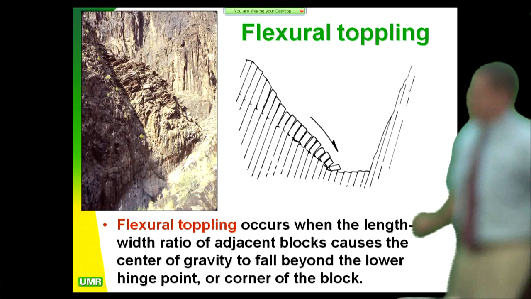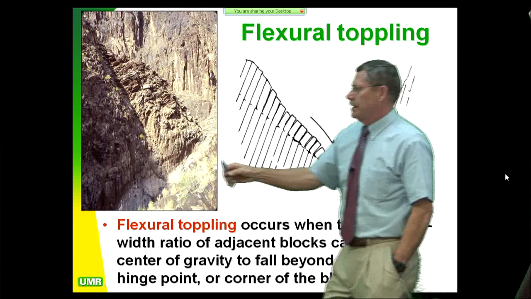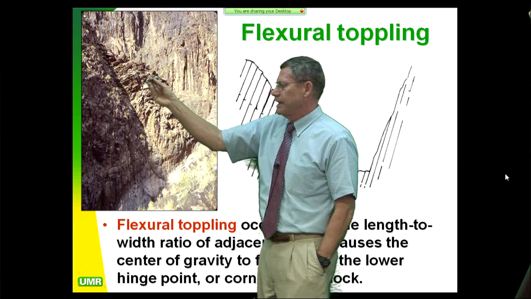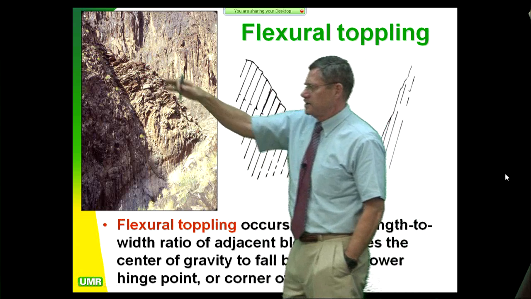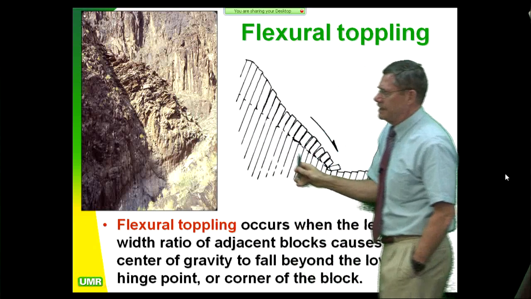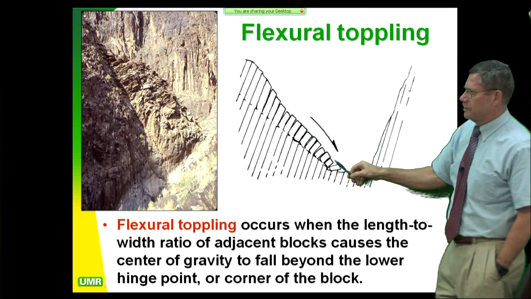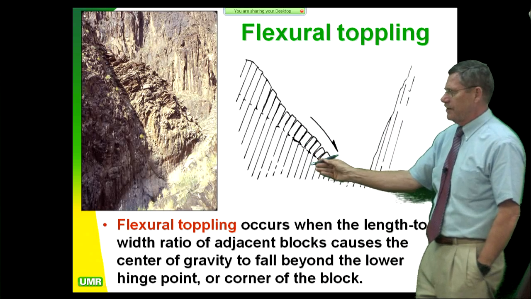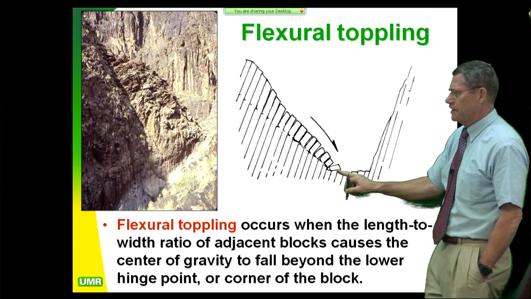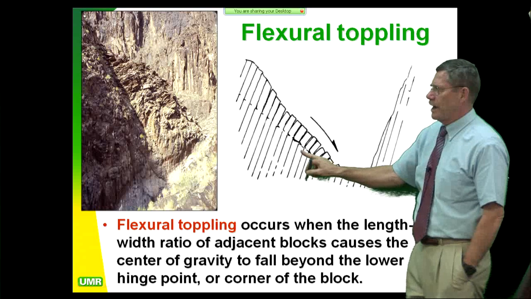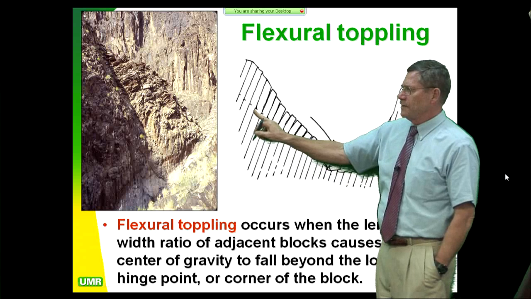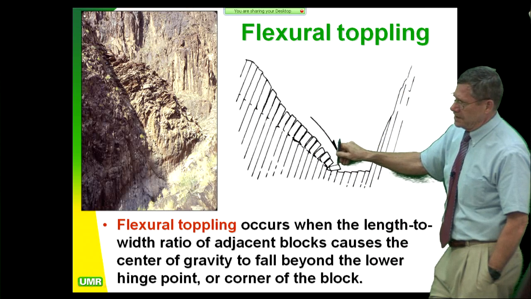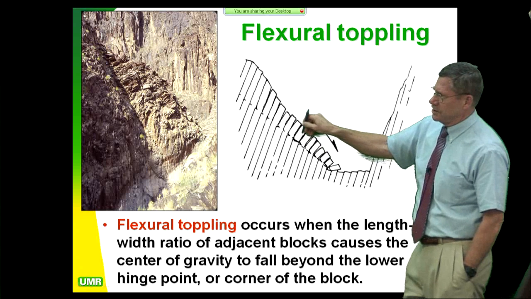Flexural toppling is actually very, very common. It's been called slope creep for so long by a lot of geologists. They don't even realize. They just call it, well, it's plastic flow. What it is, flexural toppling occurs when the length to width ratio of the adjacent blocks causes the center of gravity to flip over. And it starts down at the toe and it works its way back up slope. And what happens is the sum of the strain increases as you go up slope.